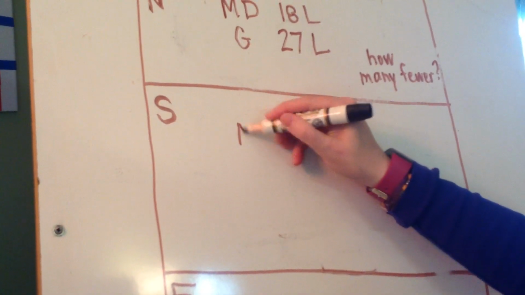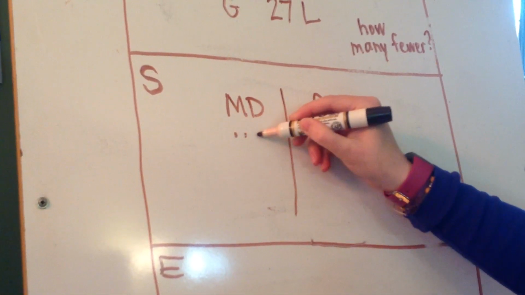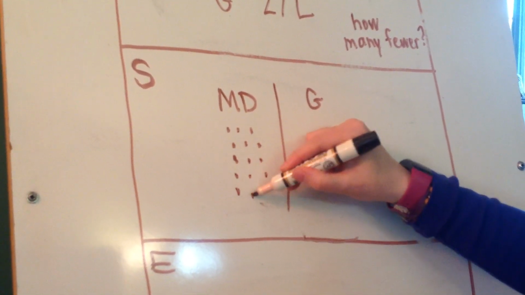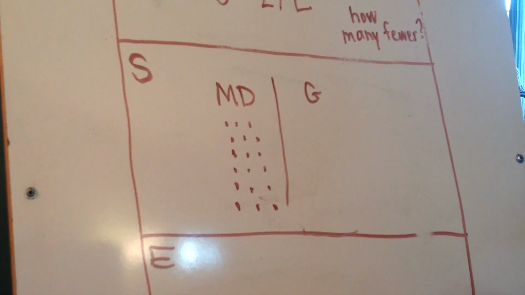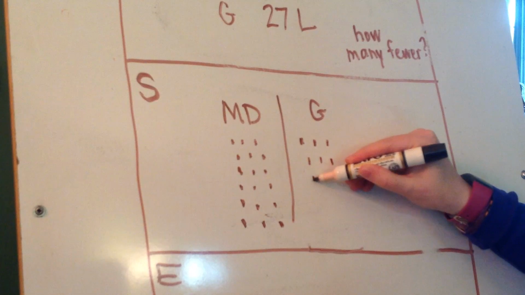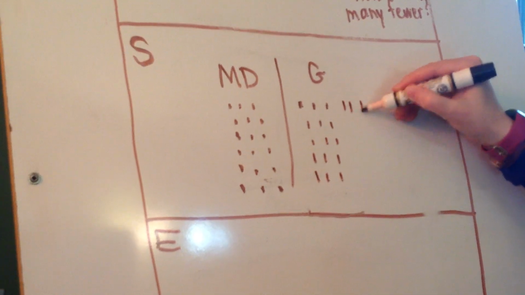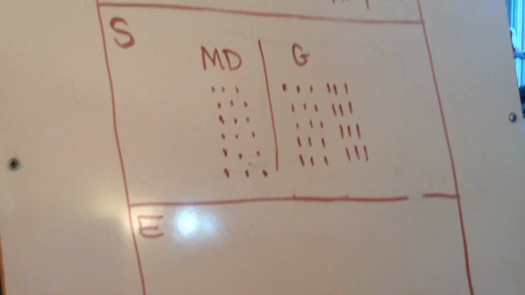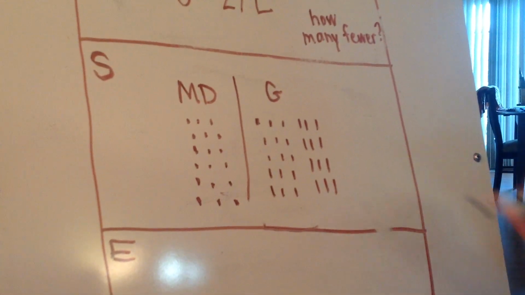Alright, I'm going to put Miss Drass on this side, and I'm going to put Gideon on this side. Miss Drass has 18. And Gideon has 27. Okay, so we're still comparing because it's how many fewer, so we're going to cross out what's the same.